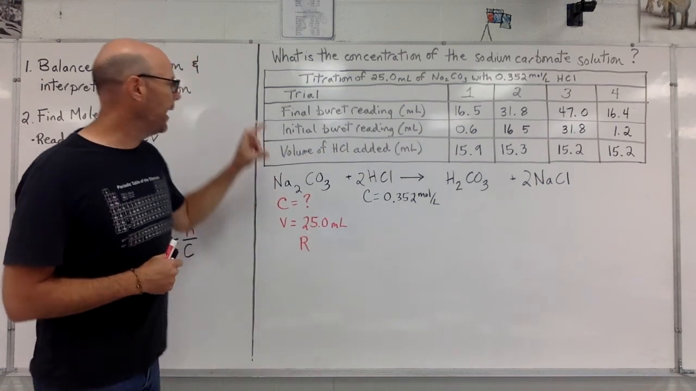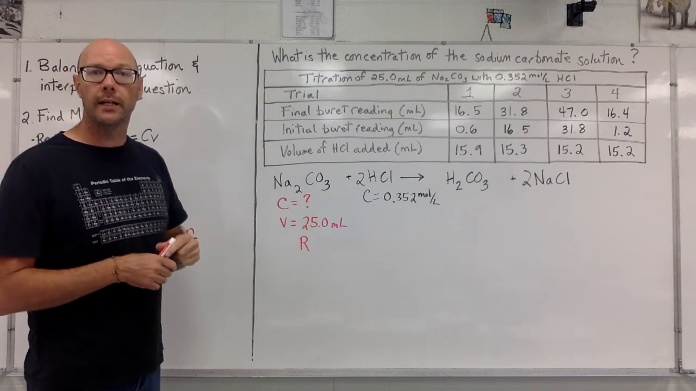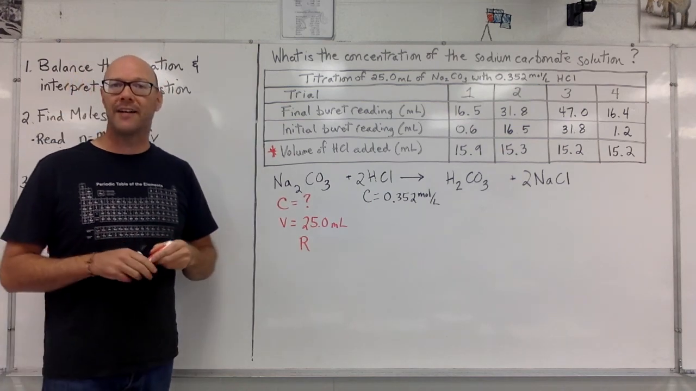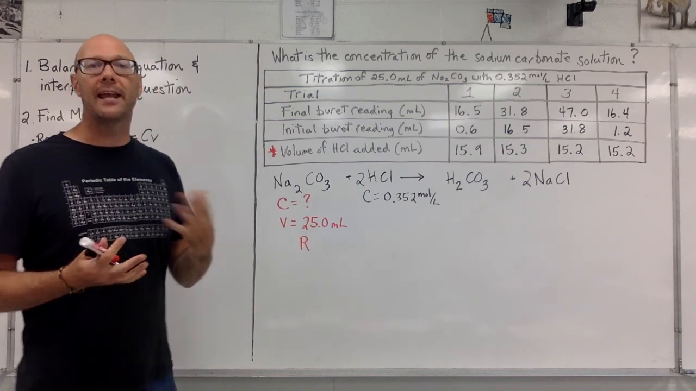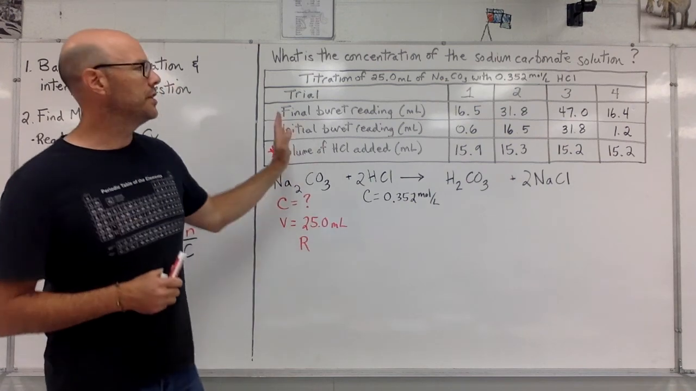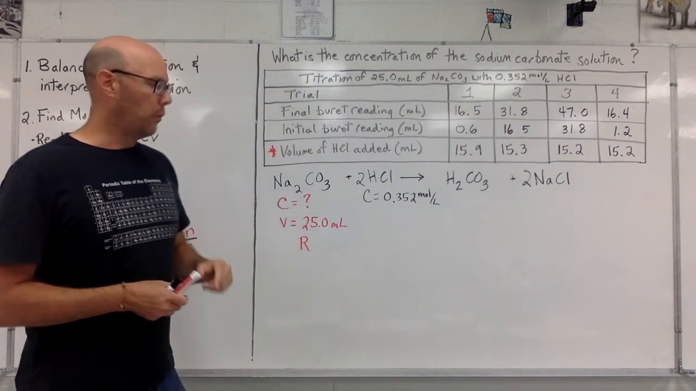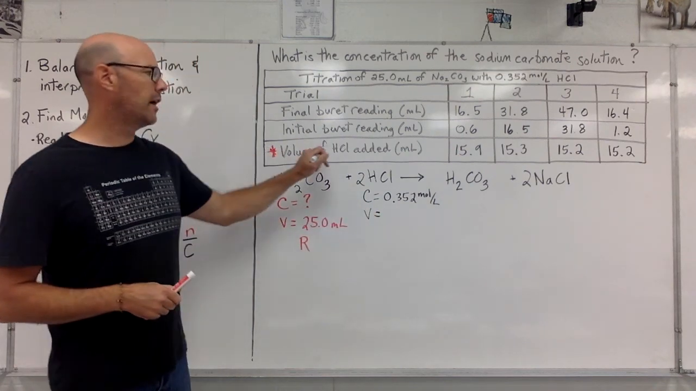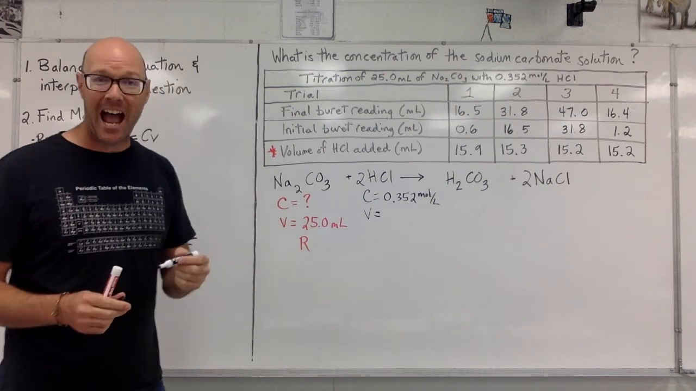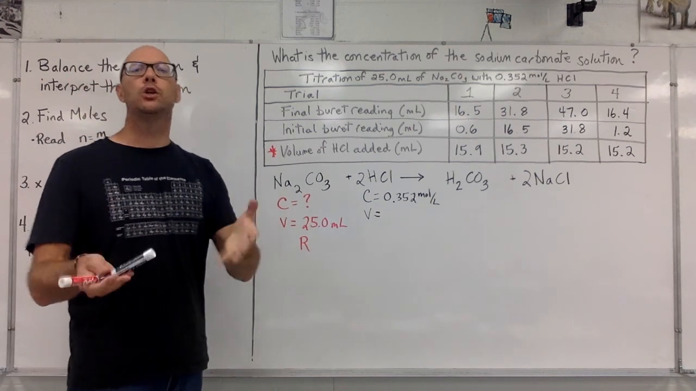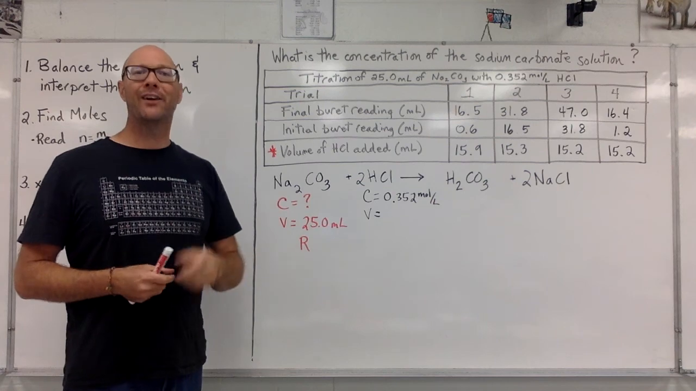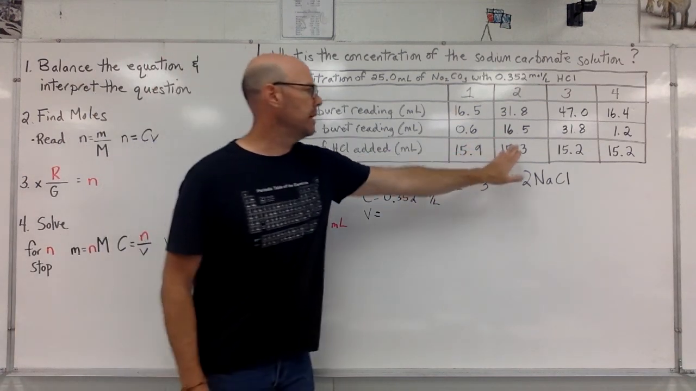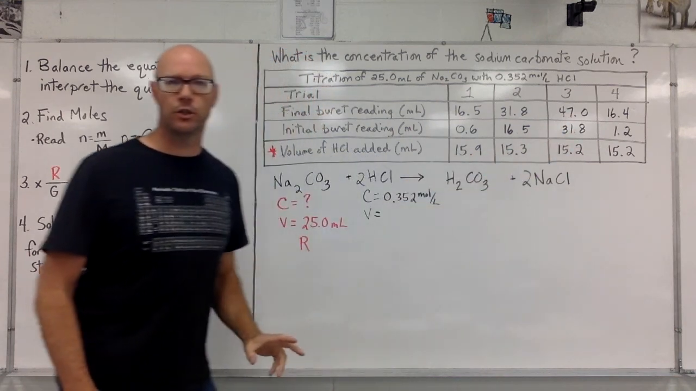We don't actually care about the initial or the final reading. What matters to us is the volume of hydrochloric acid added. That's the only line of this table that has any meaning for us. We see that there are 4 trials. This volume right here, the volume of hydrochloric acid added, is going to be the average of 3 good trials. The first trial is off. 15.9 for the first trial. The other 3, 15.3, 15.2, 15.2.